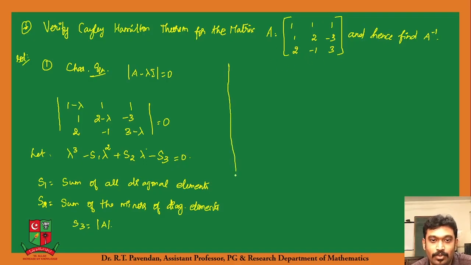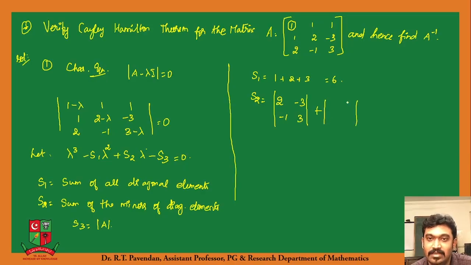S1 is equal to the addition of the diagonal elements. So the sum of the diagonal elements is 1 plus 2 plus 3, which is equal to 6. Likewise, S2 is the sum of the minors of the diagonal elements. For the element 1, we have to leave off the first row and first column. So the minor is the determinant of [2, minus 3; minus 1, 3].